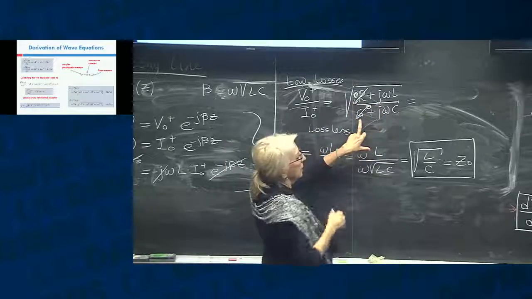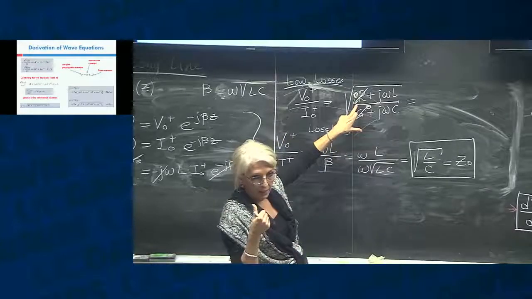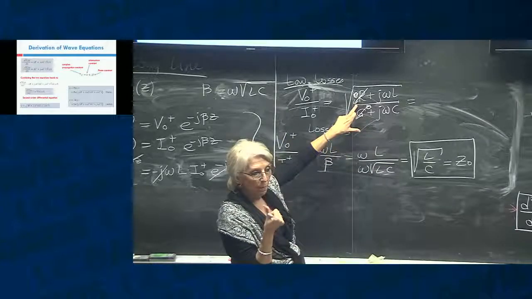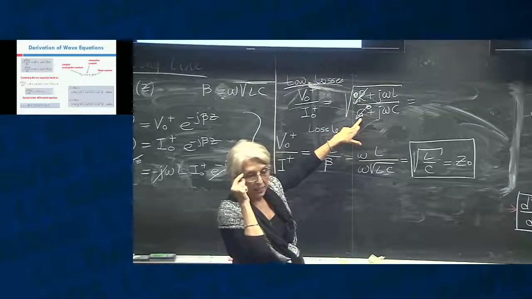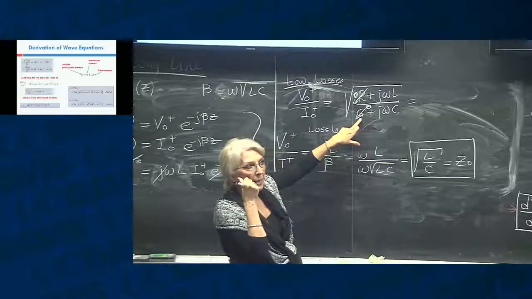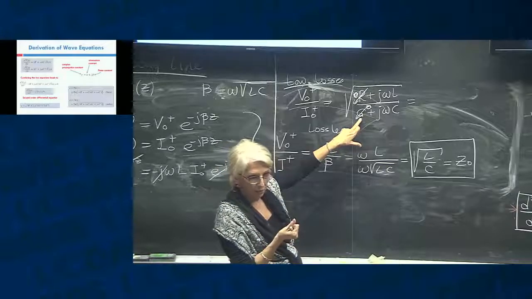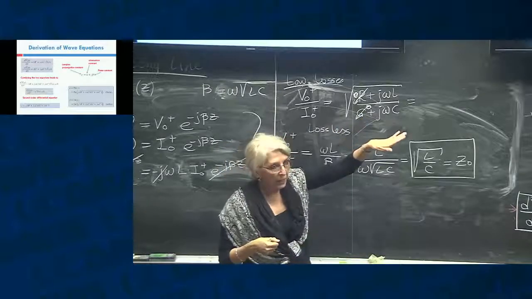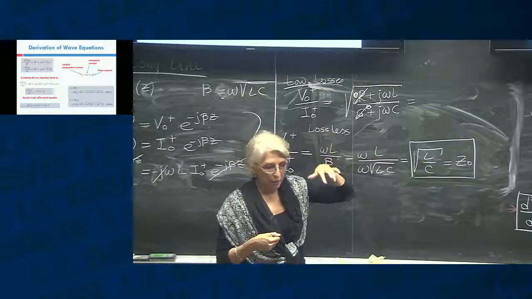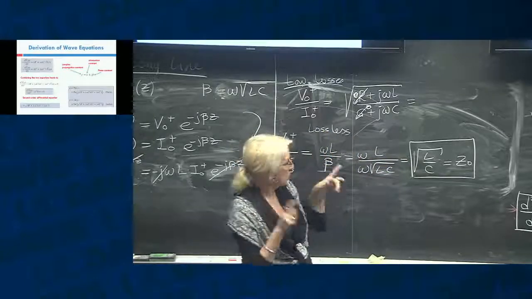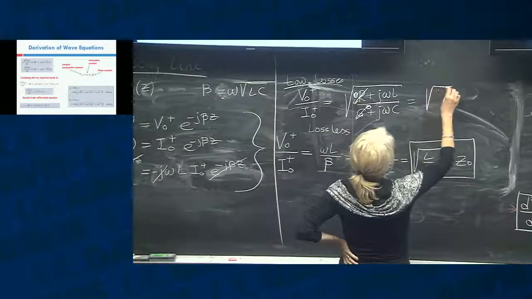High conductivity in the conductors makes the resistance 0. High resistivity in the materials makes the conduction 0. You want to have perfect conduction in the conductors. You're going to have 0 conduction in the material. All right, these two. So this is going to give you square root of LC.